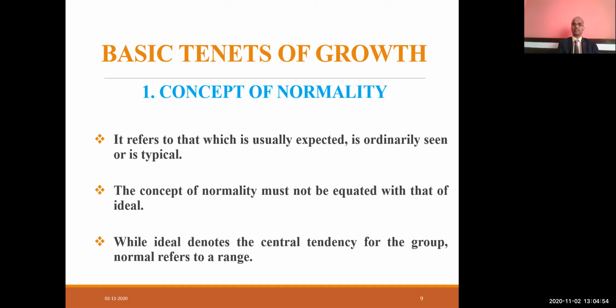Ideal is the central tendency, whereas normal is a range, which means it differs from the central tendency. It may be more, it may be slightly less. So ideal and normal are both different terms.